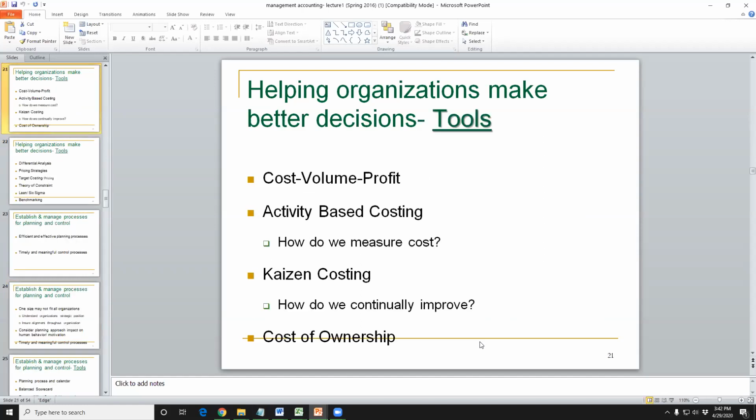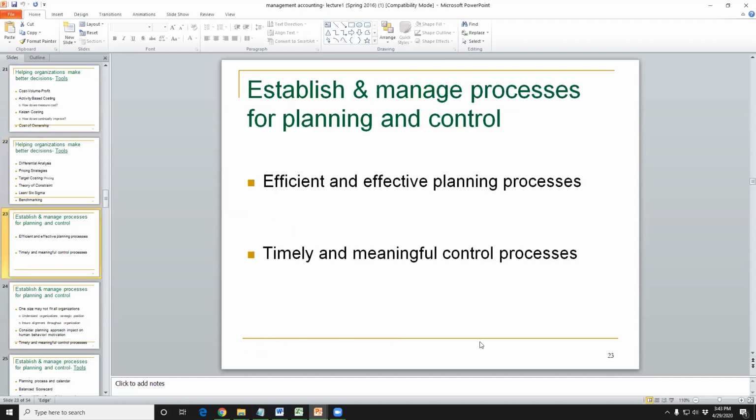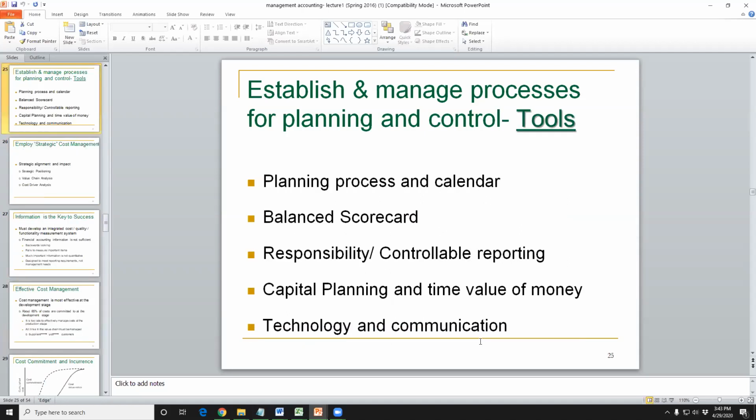So as we look at the tools, as I mentioned: cost-volume-profit analysis, activity-based costing, cost of ownership, Kaizen costing. We'll look at differential analysis, pricing analysis, target costing, and then we'll look at establishing a planning and control process. We have to recognize that one size doesn't fit all organizations when it comes to budgeting and control. We have to consider the impact on human behavior and also provide timely and meaningful information.